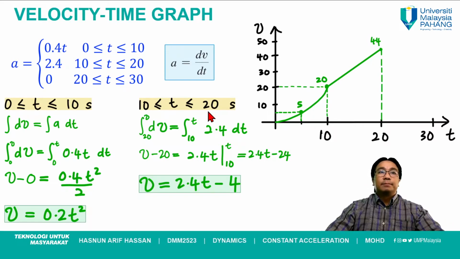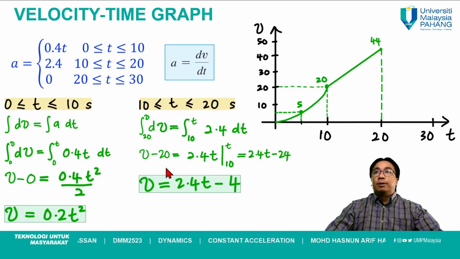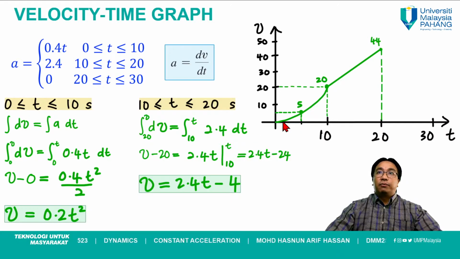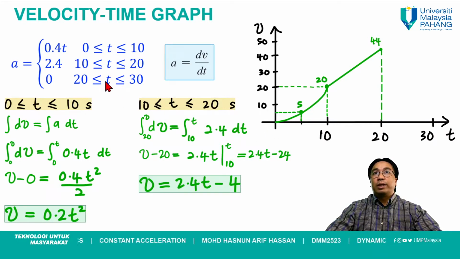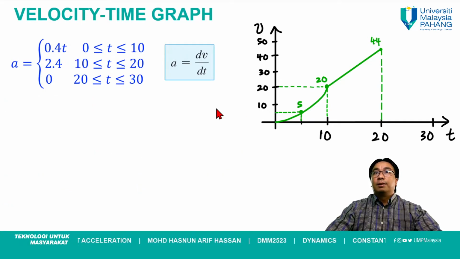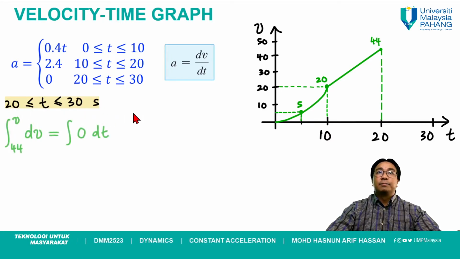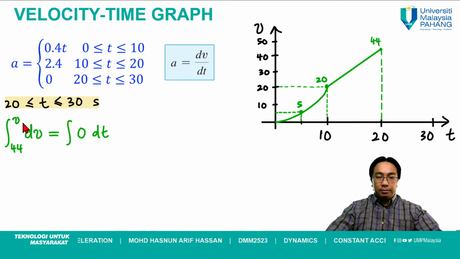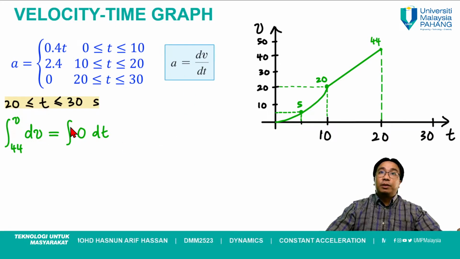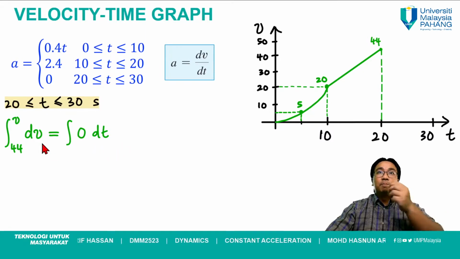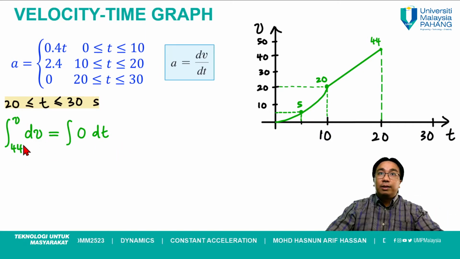Okay, good. Now, let's continue to the third phase ataupun fasa yang terakhir, which is 20 to 30. Now, fasa yang terakhir, t equals to 20 seconds until 30 seconds. Sekarang ni kita guna yang sama daripada tadi, daripada a = dv/dt. We have integration of dv equals to integration of a dt. Remember dekat sini, on the left side, you integrate dv, bukan time.